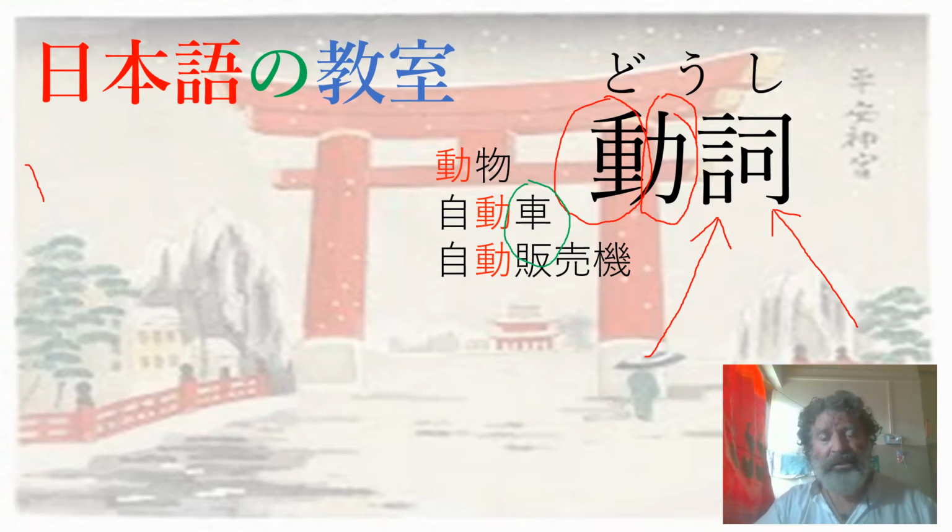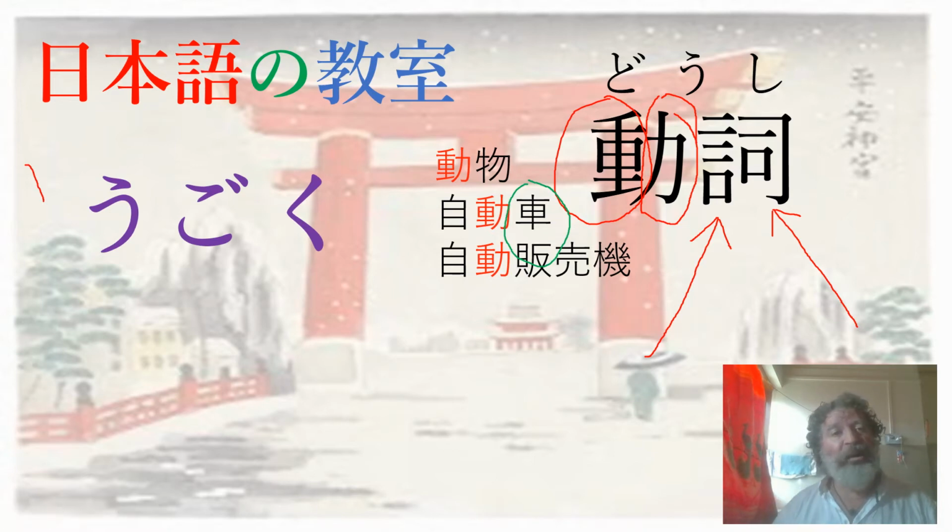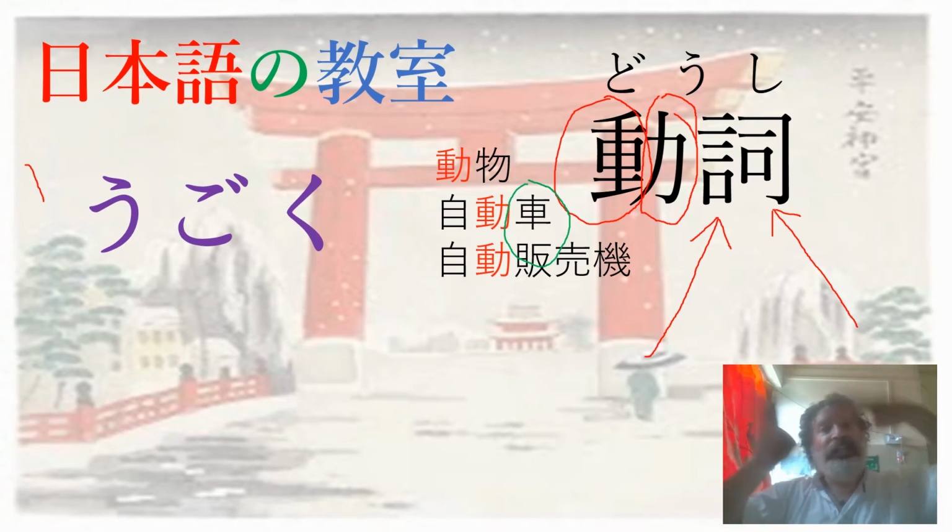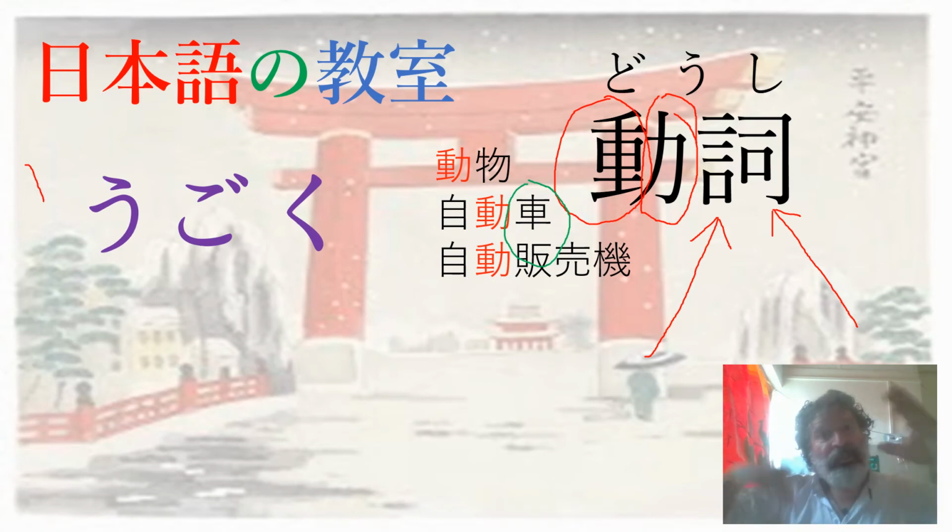Okay, so jidou hanbai. These are all words that use this kanji. But when it's a verb, it's pronounced ugoku. Ugoku means to move. Ugoitemasu. Ima wa te o ugoitemasu. I'm moving my hands. Ugoite is the te form, and then imasu is the progressive tense. I'm doing it now. Okay?